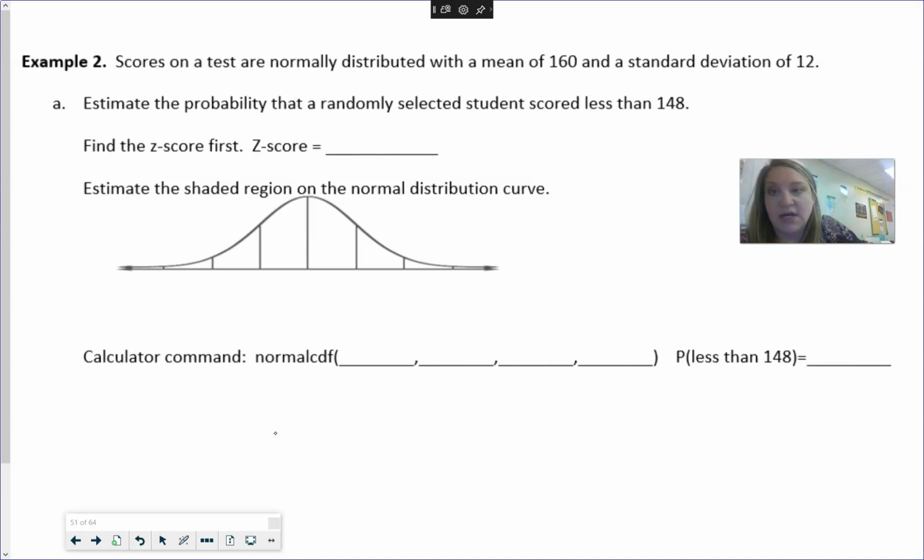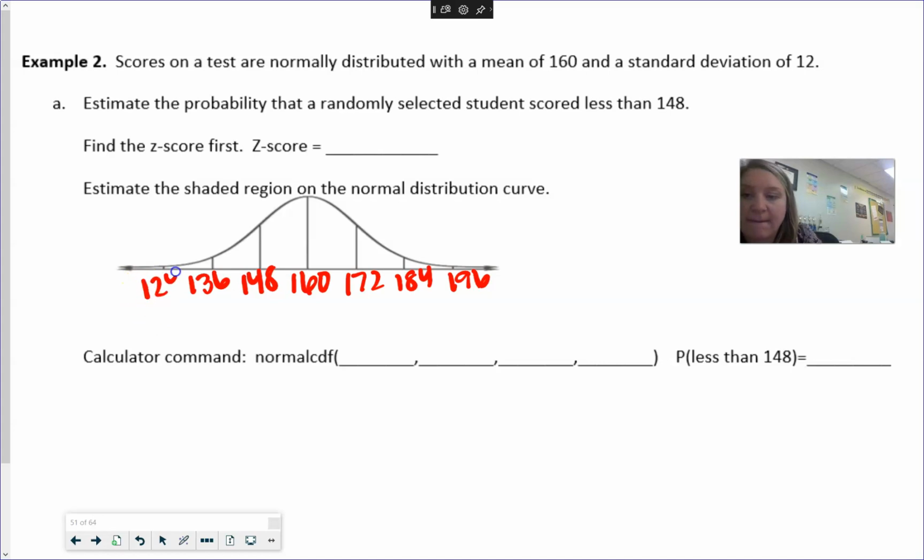Here we go. All right, scores on a test are normally distributed with a mean of 160 and a standard deviation of 12. So I can go ahead and stop right there and label my curve. So my mean goes in the middle. There's 160. We're going to count by 12. So this is going to be 172, 184, and 196. And then we're going to subtract 12. So this is going to be 148, 136, and 124.